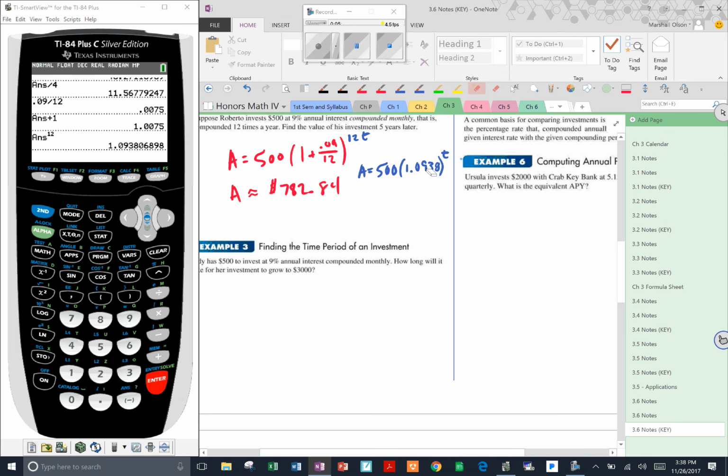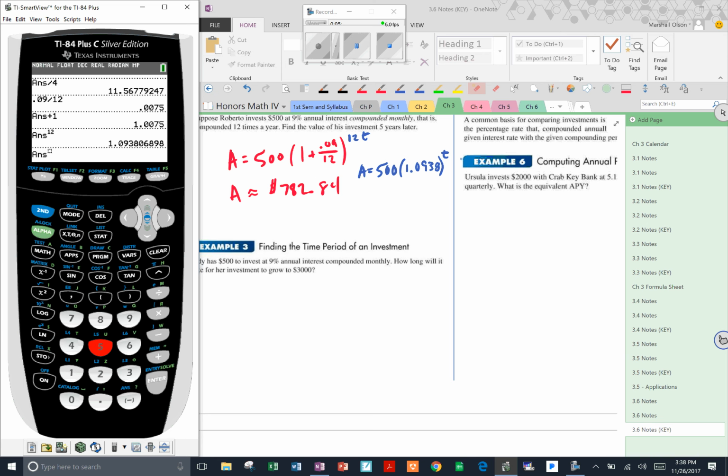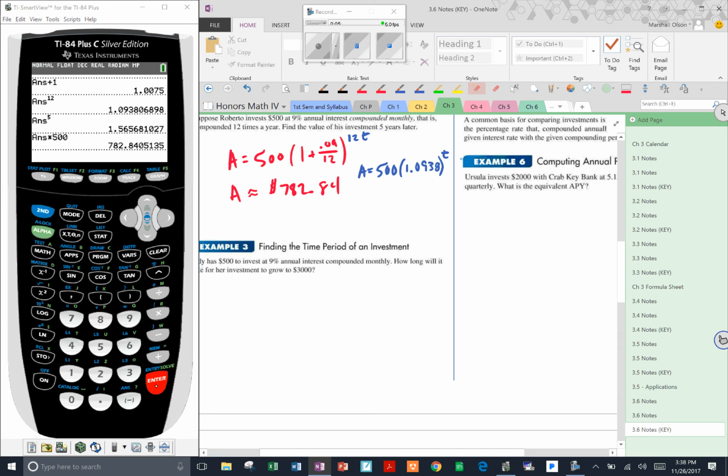So that we could use that. And then when we took that to the fifth, because it's after 5 years, and then multiplied that by 500, we get that same answer right there that we got by plugging it in fully.